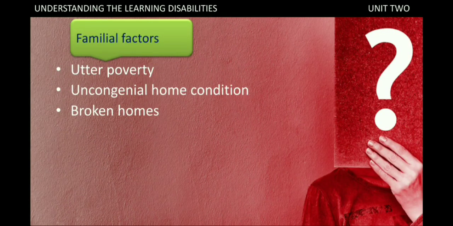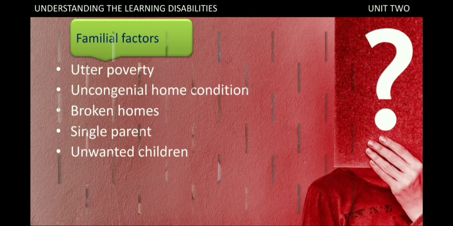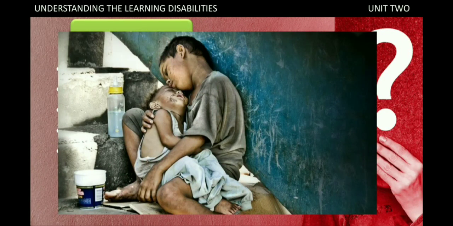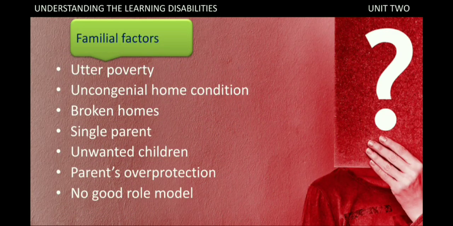Then uncongenial home conditions and broken homes. You can say that maybe it is a house, but it might not be a home, that there is not a pleasant atmosphere in their home. That is another reason. If a single parent is raising the child, then there is a better chance he will have some problem. Unwanted children, like many children being abandoned. If we look around us, we can see a lot of abandoned children. Unwanted children, again a big problem. Parents' overprotection, no good role model. These are the major important factors that lead the child into becoming delinquent.